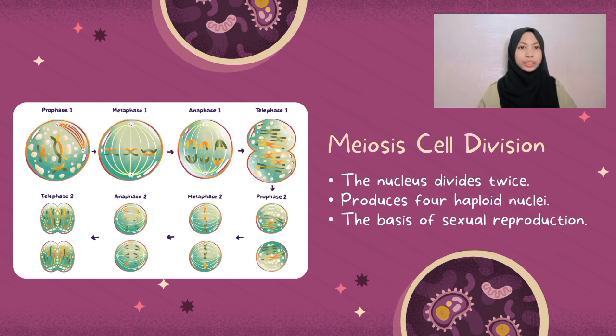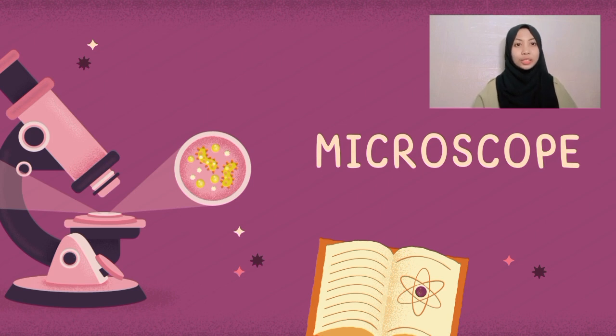Meiosis cell division is the basis of sexual reproduction. In contrast to mitosis cell division that produces two diploid daughter cells, meiosis cell division produces four haploid daughter cells.